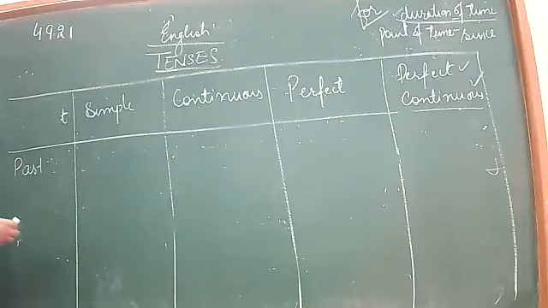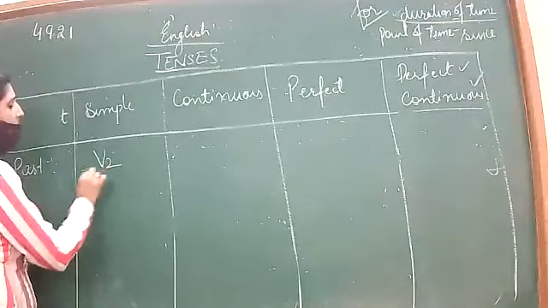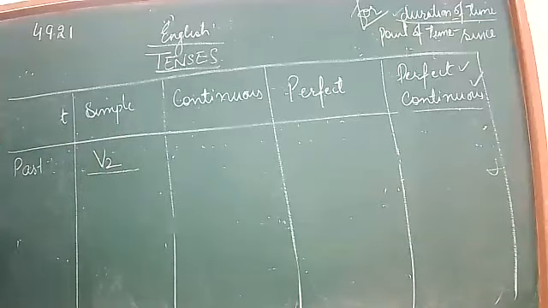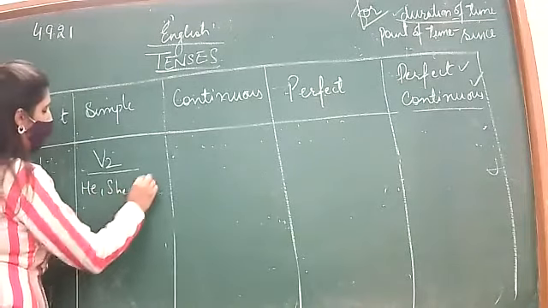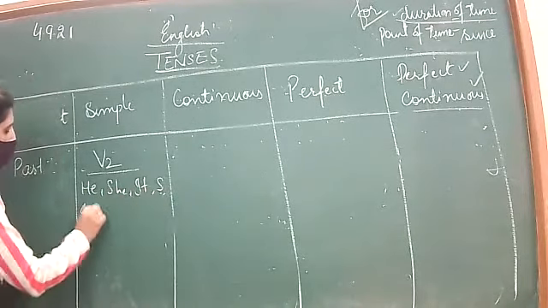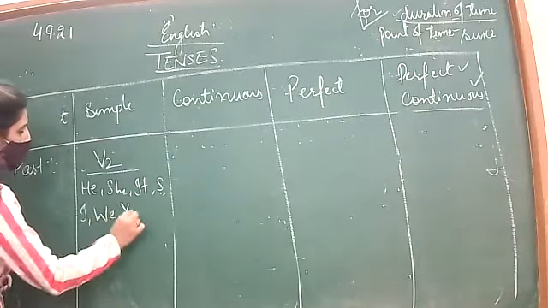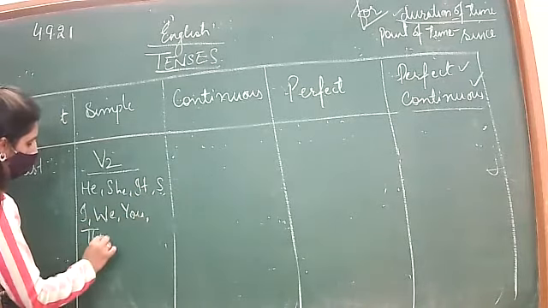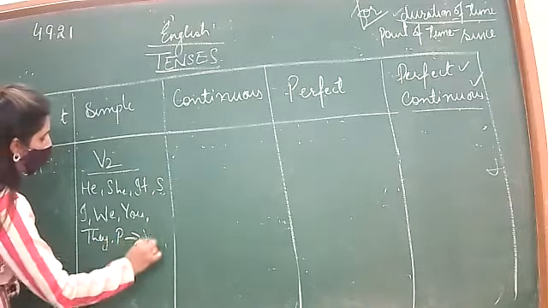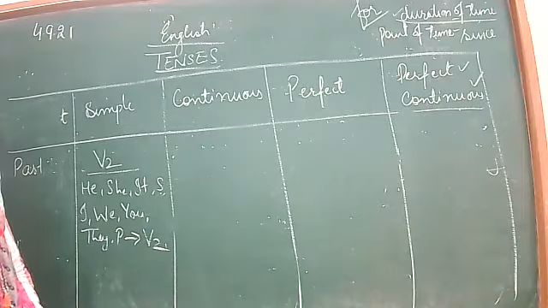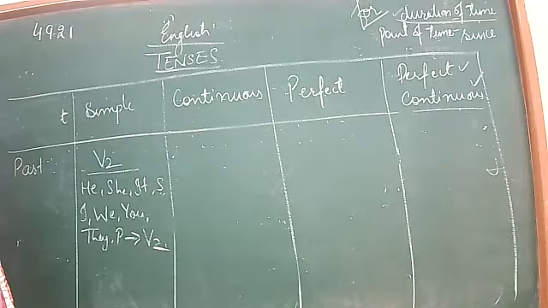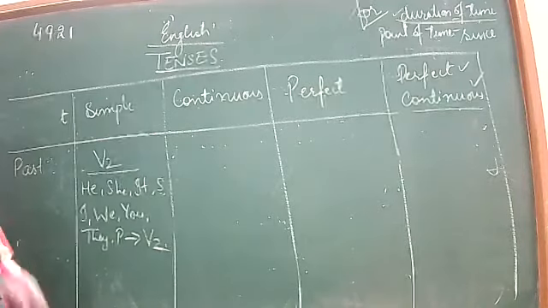Now what are we using here? We are using only the second form of verb, with he, she, it, singular, and I, we, you, they, and plural. With all we are using the second form of verb. Give any other example.